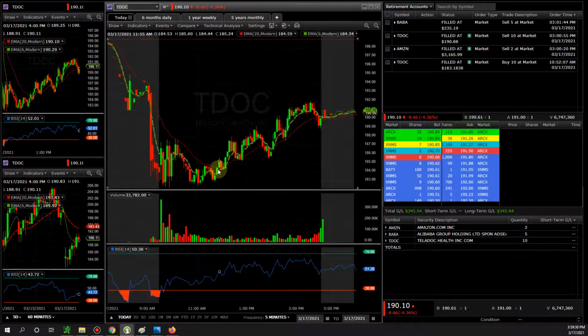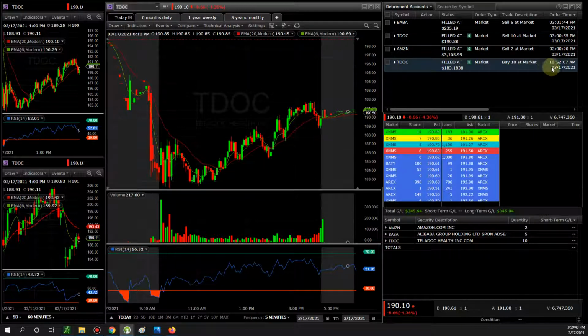Initial entry should always be something small, a quarter position or a half position, so that way you can dig yourself out. If you enter full position here and the stock falls, you're screwed. And if you don't take a stop loss, you're definitely screwed. So I entered somewhere right here, right? The time is right there, 52.